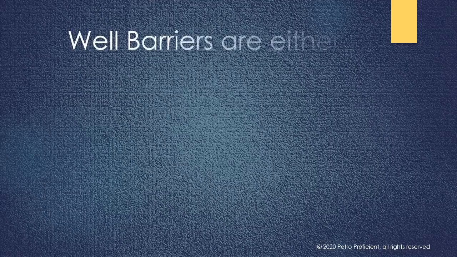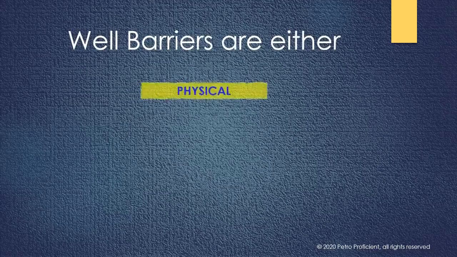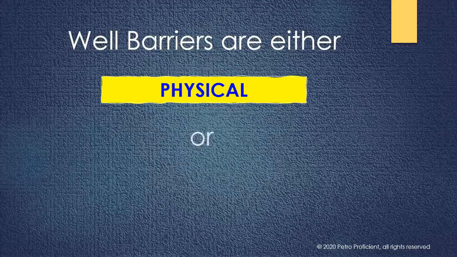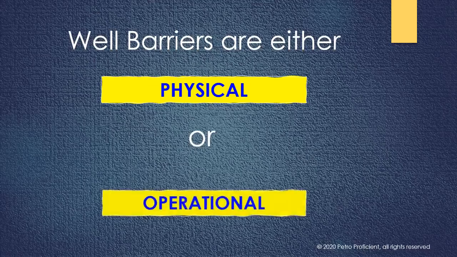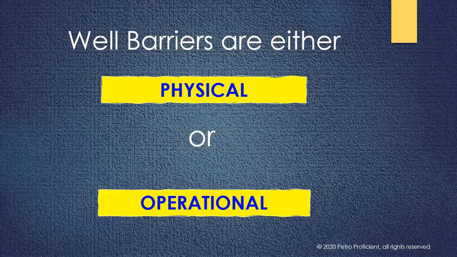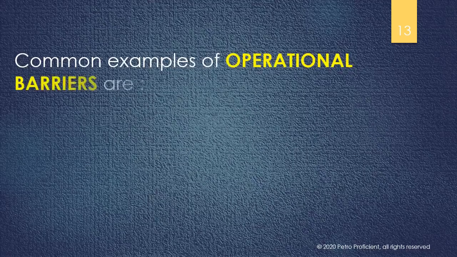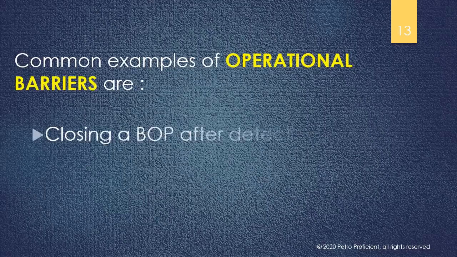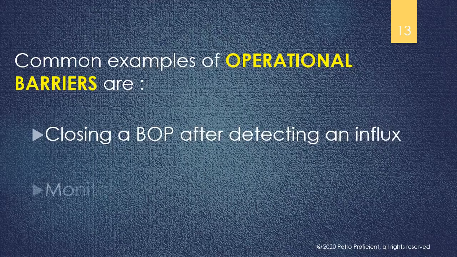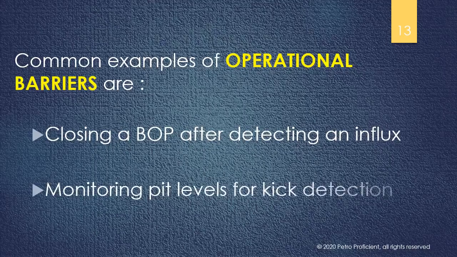Well barriers can be either physical or operational. Common examples of operational barriers are closing a BOP after detecting an influx or monitoring pit levels for kick detection.